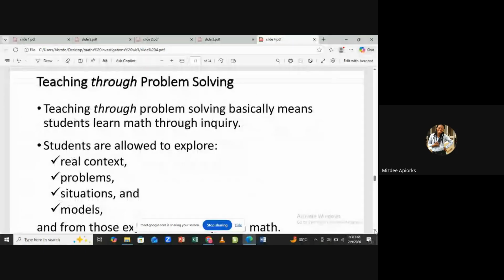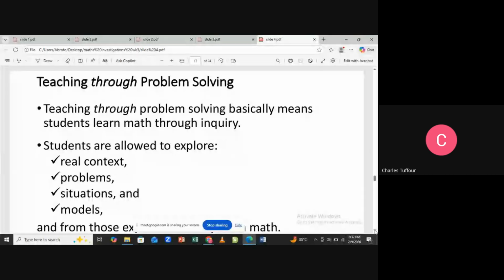Teaching through problem solving basically means students learn math through inquiry. Students learn math through what? Inquiry. They learn math through finding out, through investigation, through searching. That is teaching through problem solving. Students learn math through what? Inquiry. They learn math through investigation, through finding things out, through searching.